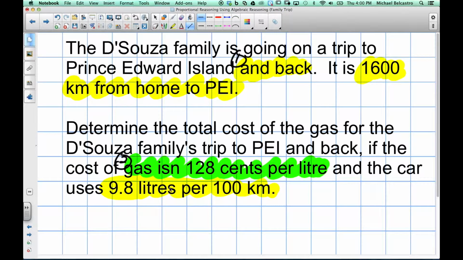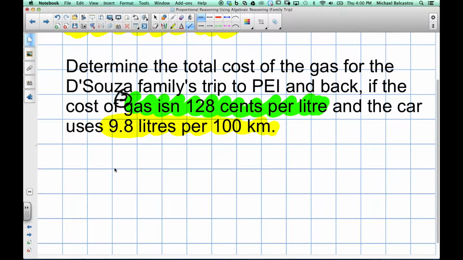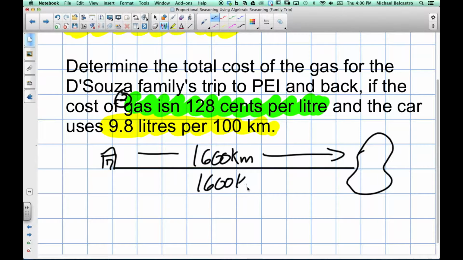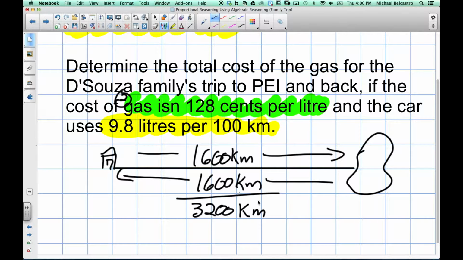So let's quickly do a diagram of what this trip probably looks like. The D'Souza family is traveling from home, and they're driving all the way out to Prince Edward Island, and the trip takes 1,600 kilometers one way, and then they're coming back because they want to go home also. So it's another 1,600 the other way. In total, if you add these two together, the family's traveling 3,200 kilometers. That's going to be important for what we're doing. Now, we have two variables: the kilometers and the liters the car uses.